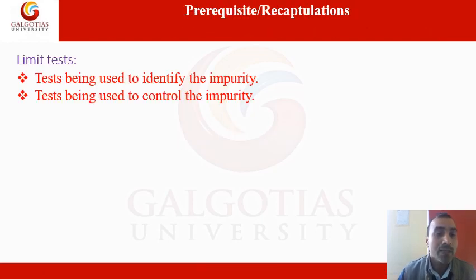So here we are seeing the limit test. The test is used to identify impurity. What is a limit test? It is a quantitative or semi-quantitative test designed to identify and control a small amount of impurity. So by using this test, we can identify the impurity and we can control it.